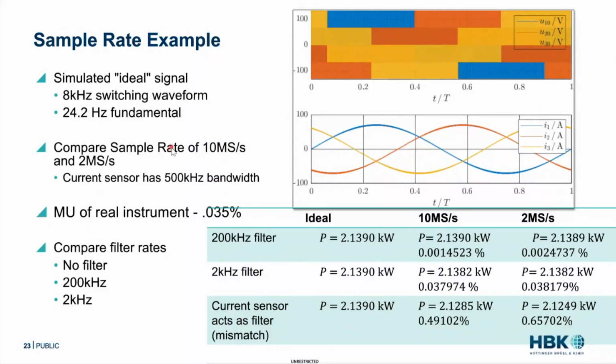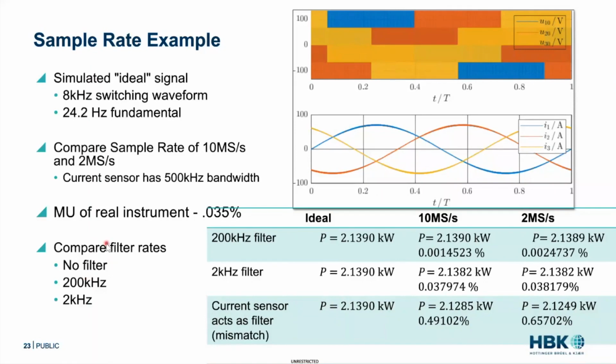And we want to compare the sample rates of 10 megasamples per second and 2 megasamples per second with a current sensor that has a 500 kilohertz bandwidth. So we set this up in simulation. The measurement uncertainty of a real instrument is about 0.035% for power. And we're going to compare some sample rates and some filter rates. What we're going to find out is that the filter rate is what really matters.